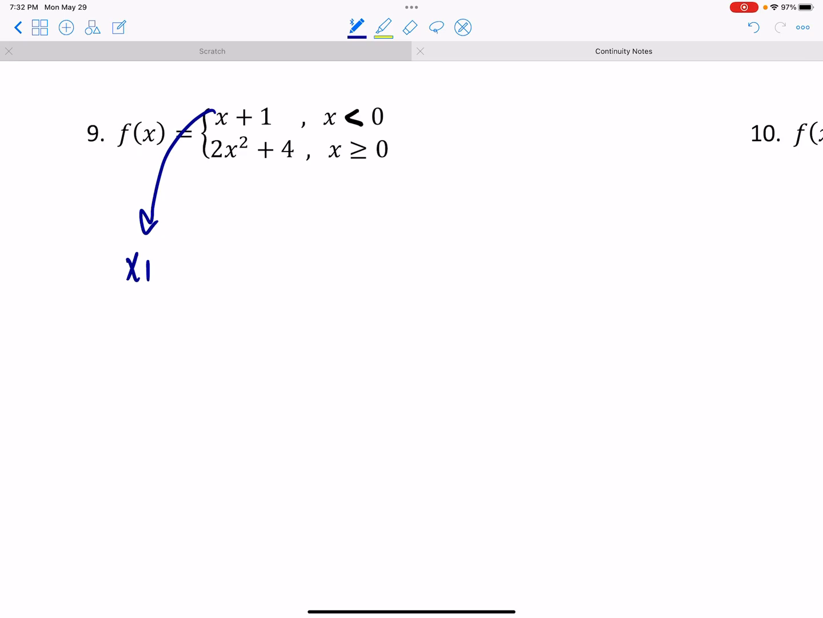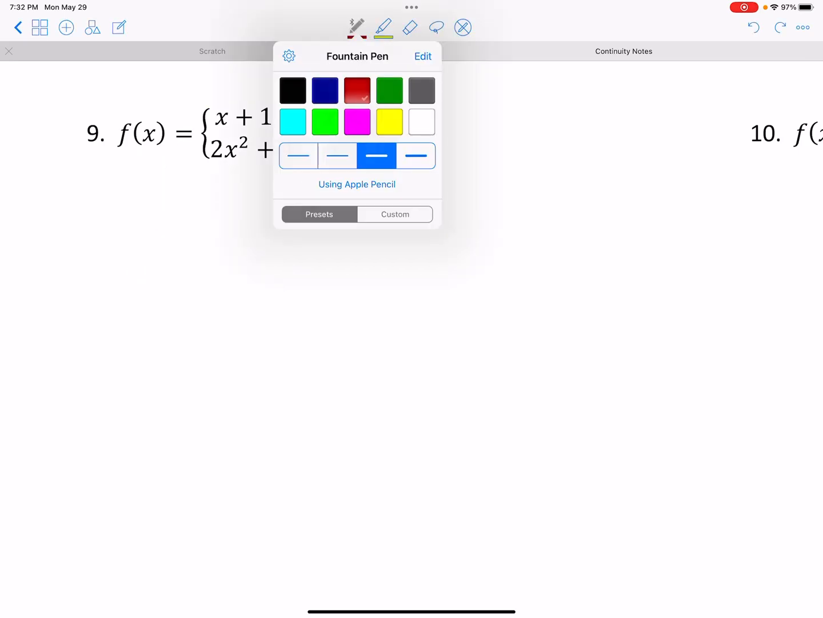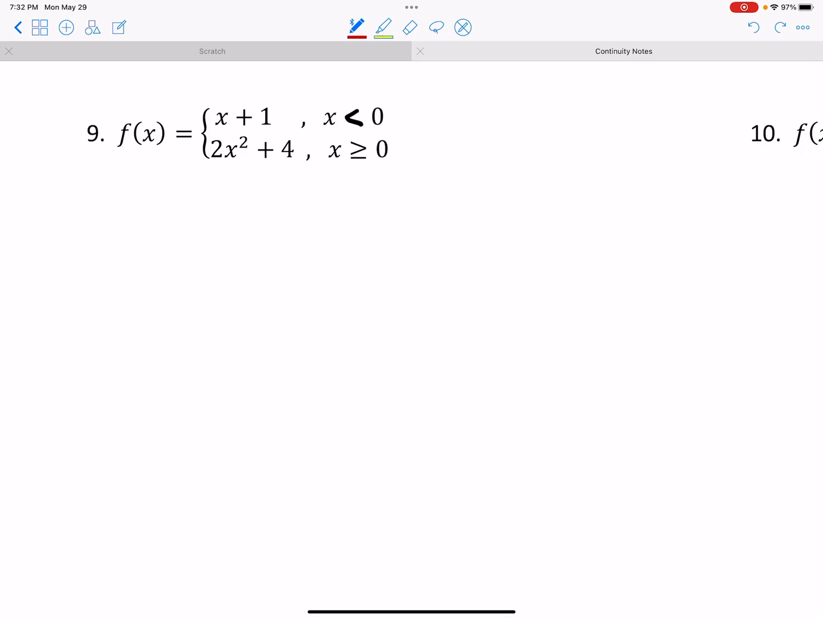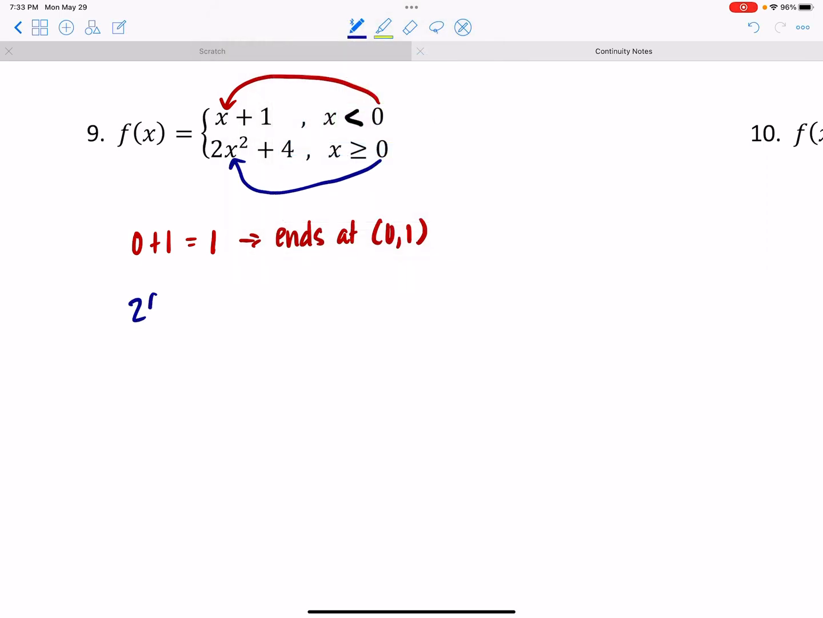Let's plug, okay, fourth time's the charm here. Let's plug 0 into the first piece. If I plug 0 in here, 0 plus 1 is equal to 1. So this piece has an endpoint at (0, 1). And if I plug 0 into this function, 2 times 0 squared plus 4, then I end up with 4. So that means that piece ends at (0, 4).